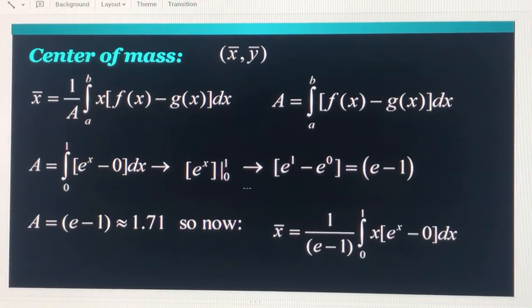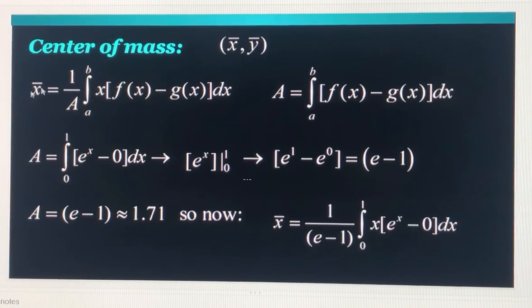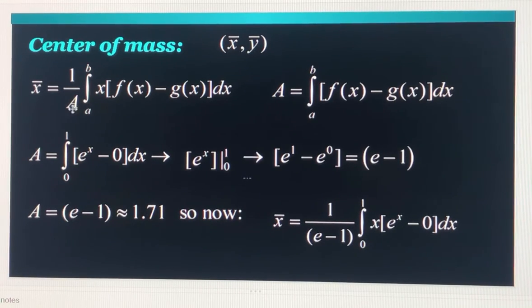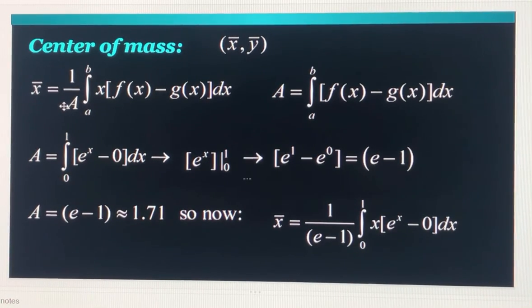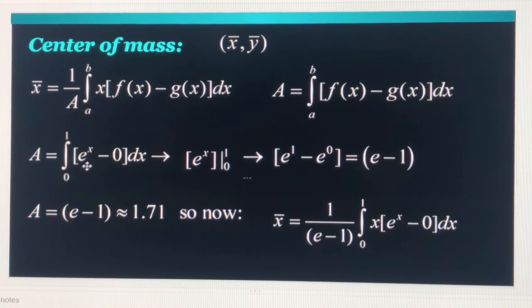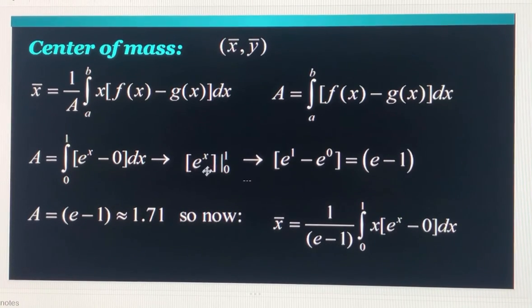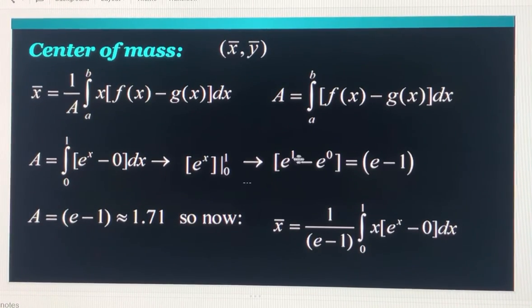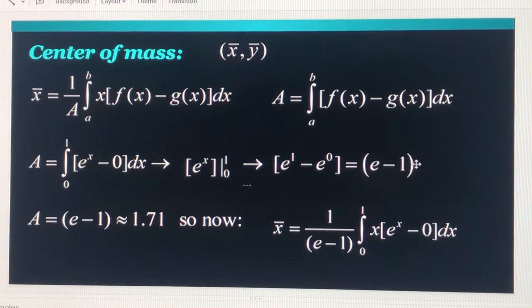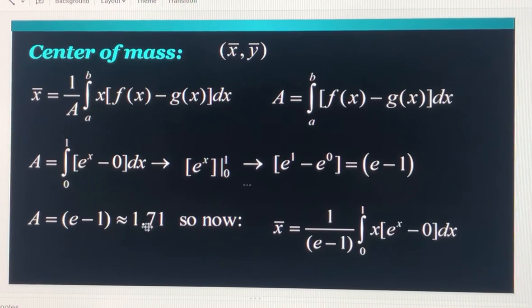Now we're going to find the center of mass. And the center of mass is given in a coordinate, x bar, y bar. Now for x bar, we're actually going to have to do a little bit more work to find it out, because we need to find this new variable A for area, which has its own formula right here. Now for A, we plug in our e to the x and our 0, and we get e to the x, integrate it, and you get another e to the x again, limits of 0 to 1, and e to the 1 minus e to the 0 is equal to e minus 1. So A is going to equal e minus 1, which is also 1.71.